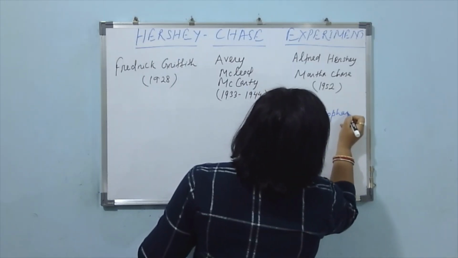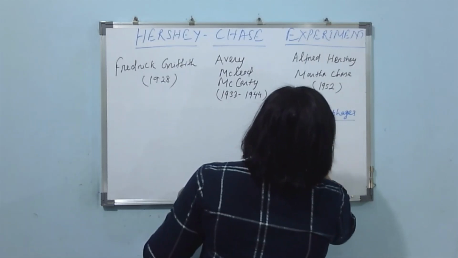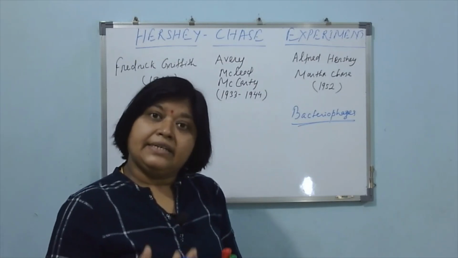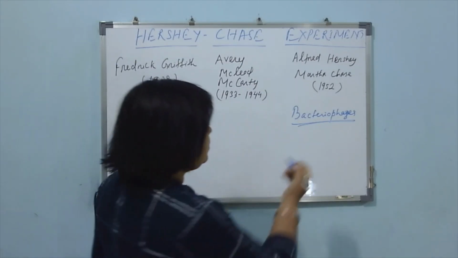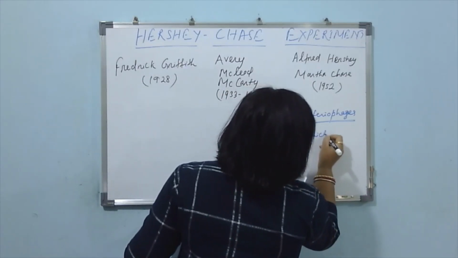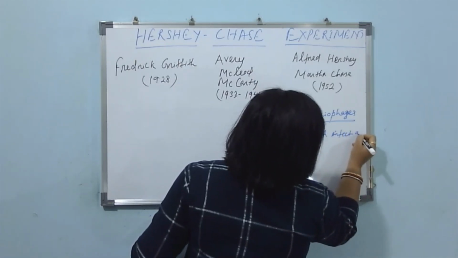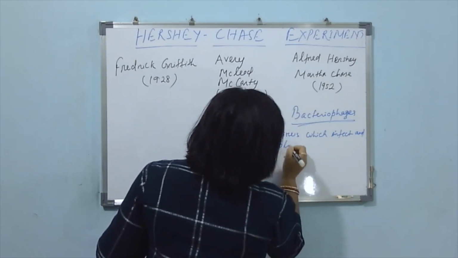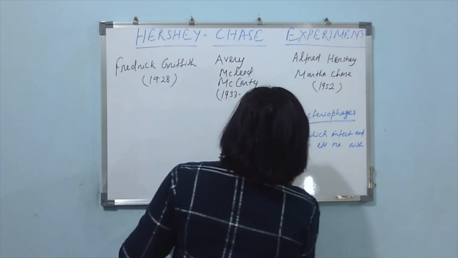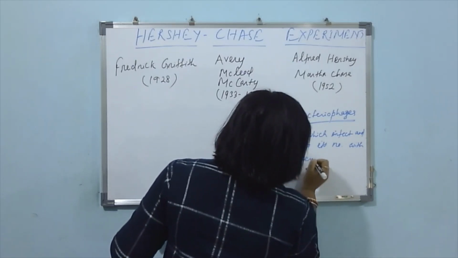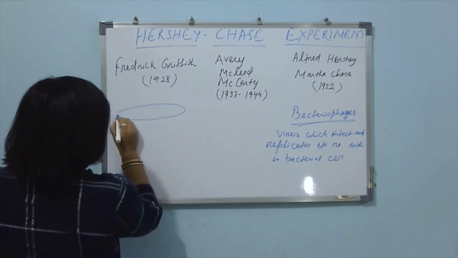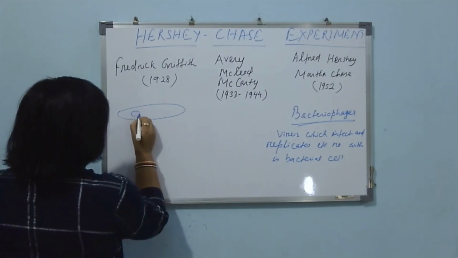What are bacteriophages? Bacteriophages are a type of virus which infects and replicates its number within a bacterial cell. How? Suppose this one is a bacterial cell, it has its own genetic material.